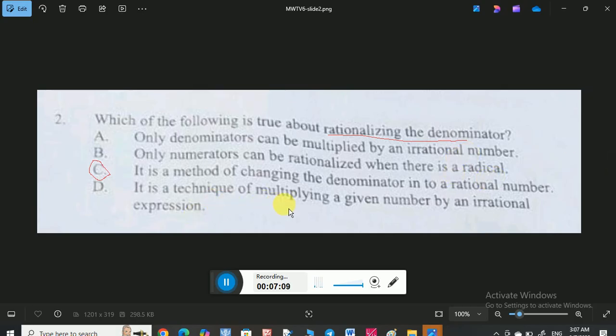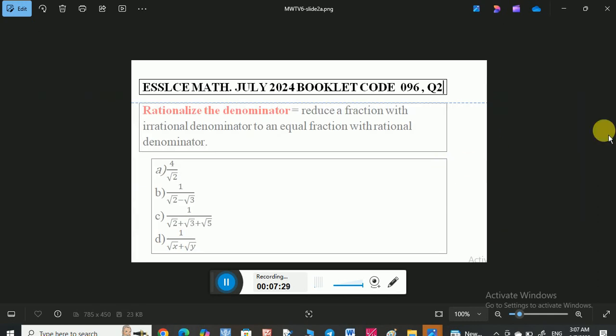Is it a technique of multiplying a given number by a rational expression? No. We multiply a given number by 1. When we rationalize the denominator, we multiply that number by 1. Okay, number 3.